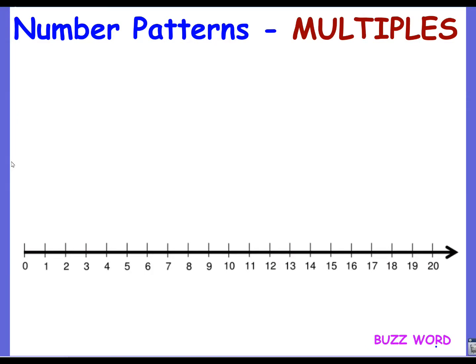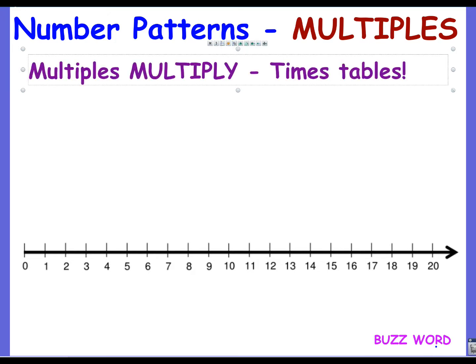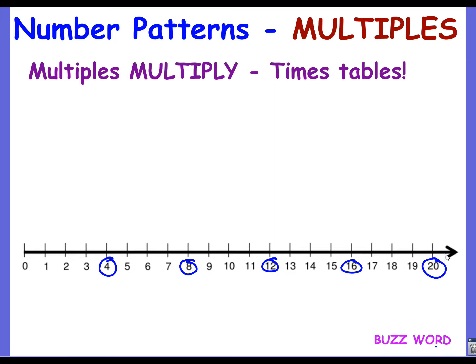Our next number pattern that we need to be aware of, and a buzzword for our collection, is the word multiple or multiples. Multiples multiply, so in theory it's your times table. So if you start with the number 4, then it's going to be 8, 12, 16 and so on. So your multiples are your times tables. The multiples of 4 are 4, 8, 12, 16, 20 and so on.